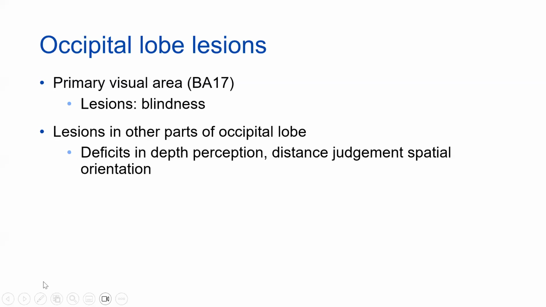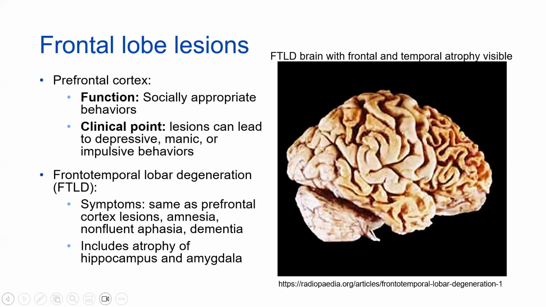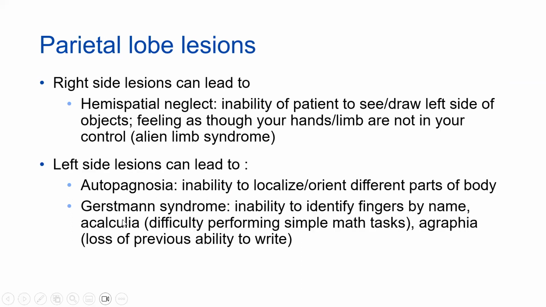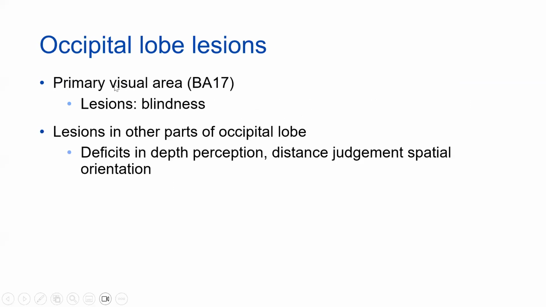So a good way, I wouldn't recommend memorizing all of these, but as you notice as we go through, the parietal lobe all has to do with sensory information, the temporal lobe all has to do with auditory information, the occipital lobe all has to do with vision. And then the frontal lobe has to do with motor control as well as cognitive function and socially appropriate behaviors.